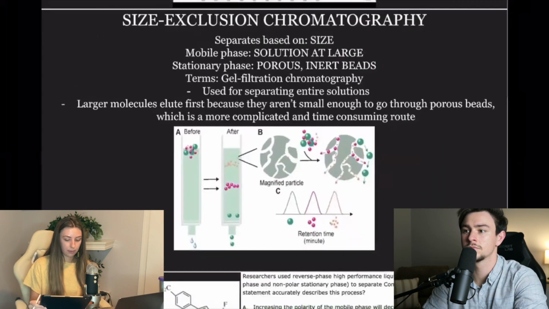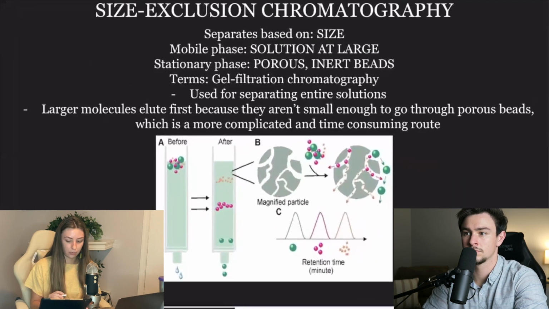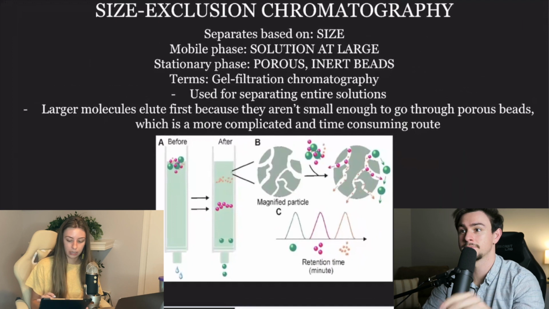There's no reverse phase for this. This is the way that size exclusion chromatography always runs. Your big molecules elute first, your smallest molecules elute last.